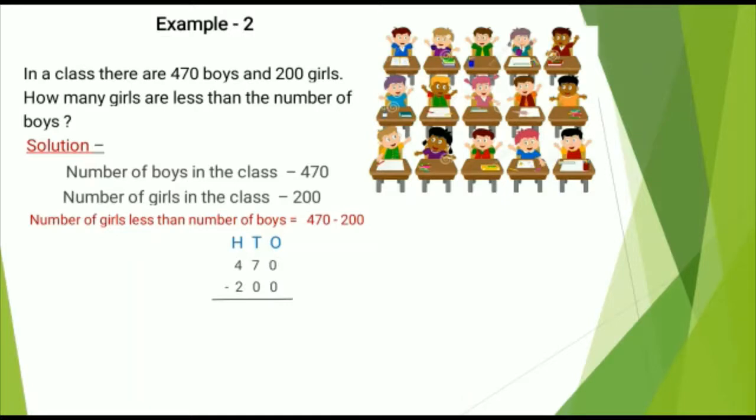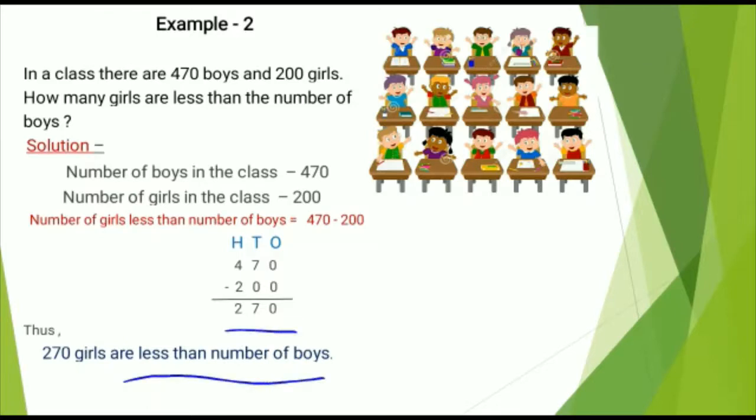Starting from ones place. We subtract 0 from 0, we get 0. Now coming on tens place, we subtract 0 from 7, we get 7. Now coming on hundreds place, we subtract 2 from 4, we get 2. So 270 girls are less than the number of boys.